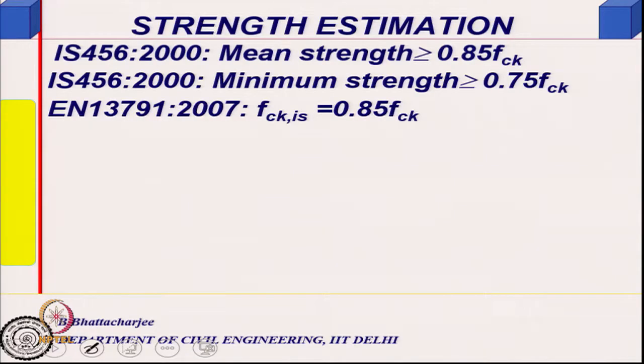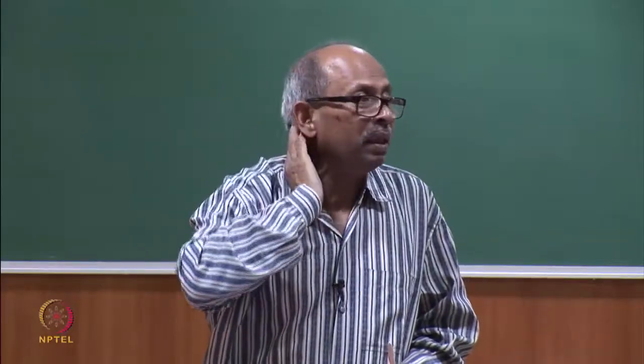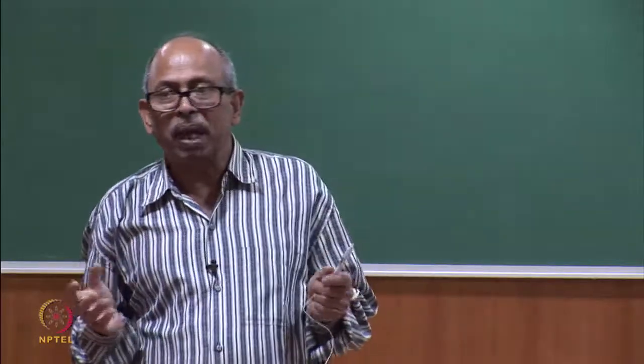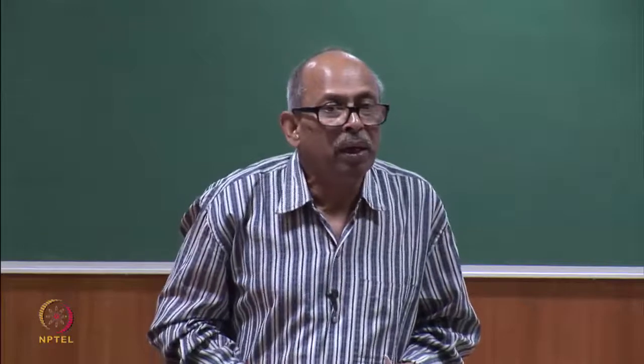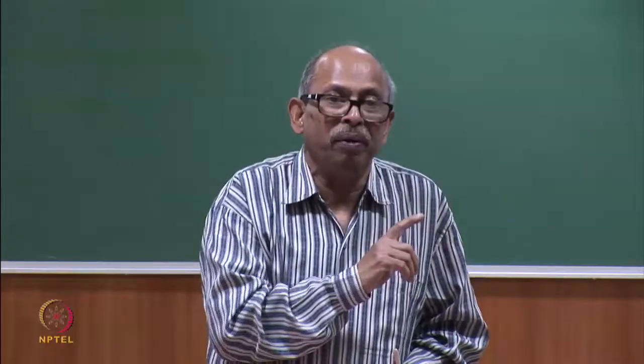EN 1379, the European code, which is also the British code as part of the European code, says first you determine FCK in situ, and this should not be less than 0.85 FCK. The earlier British code was different: it says you find out the average in situ strength in the worst location, that should not be less than 0.8 FCK. The Indian code says the average in situ strength should not be less than 0.85 FCK, and the minimum in situ strength should not be less than 0.75 FCK.